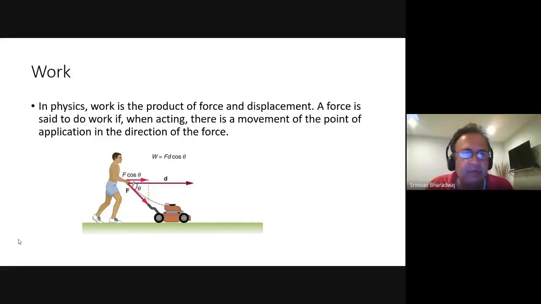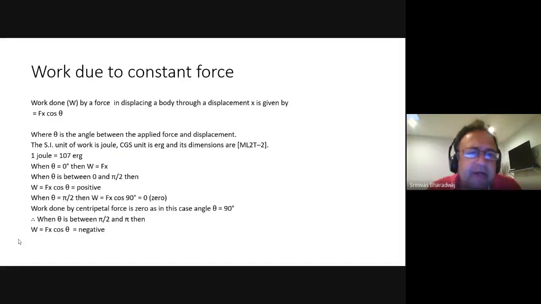Okay? So work, power, energy. Work done by a force in displacing a body through a displacement x is given by Fx cos theta, if the angle between the force and the displacement is between 0 and 90, right? Cos theta is positive between 0 and 90. If it is 0, cos theta is 1. If it is 90 degrees, cos theta is 0.